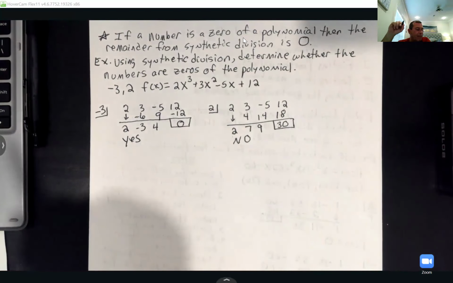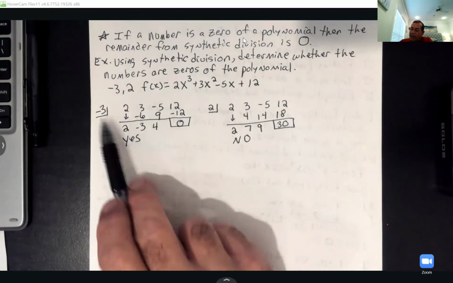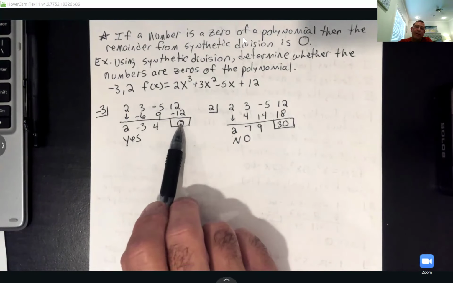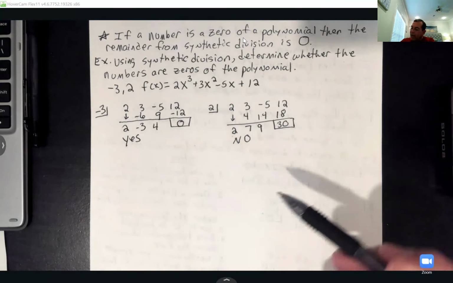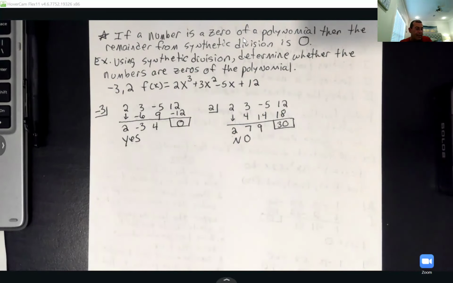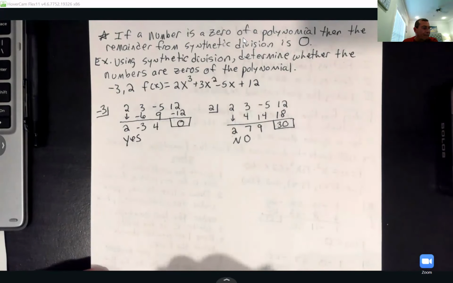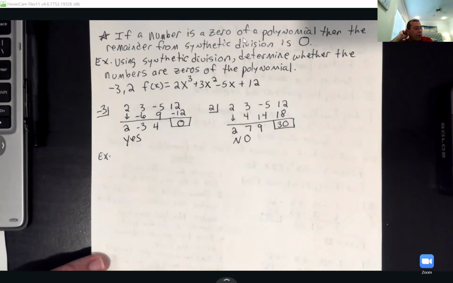So in Math Lab, they'll have you go through the answers, and you say like -3 is a 0 because the remainder was 0. 2 was not a 0 because the remainder was 30. So you sort of got to tell it why it is or why it isn't, okay? All right, y'all, question on this yet? All right, so I'm going to do one, and the last one will be for you.